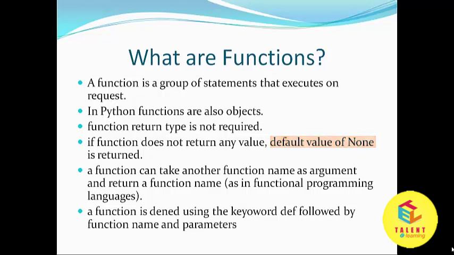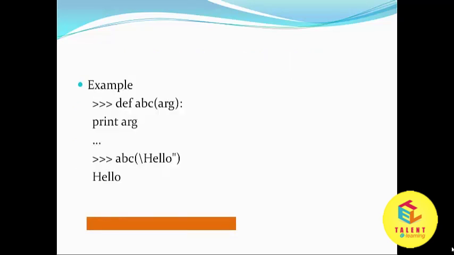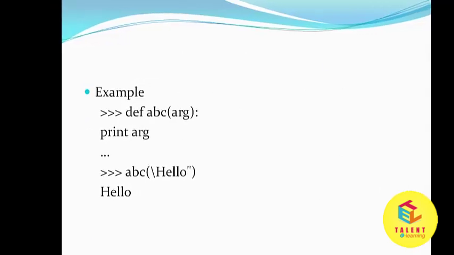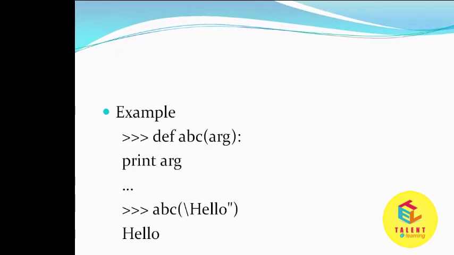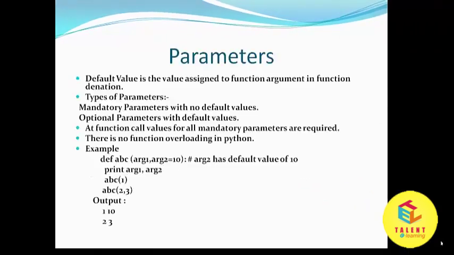A function can take another function name as an argument and return a function name, as in functional programming languages. A function is defined using the keyword def followed by the function name and parameters. Now we see an example of a function. We define a function def abc, and in the brackets we pass the argument and print the argument. abc hello, so the output is hello.